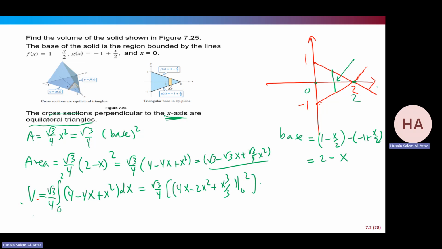Let me do the calculation. Square root 3/4, what do I have? 8 minus 8 plus 8/3. So it gives me 2 square root 3 over 3. Okay.